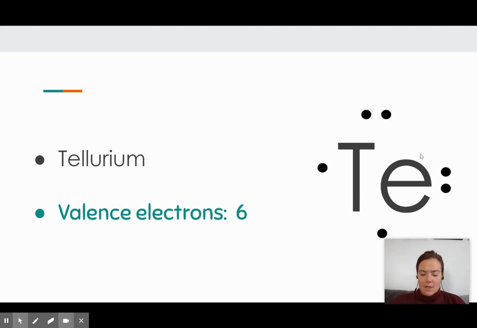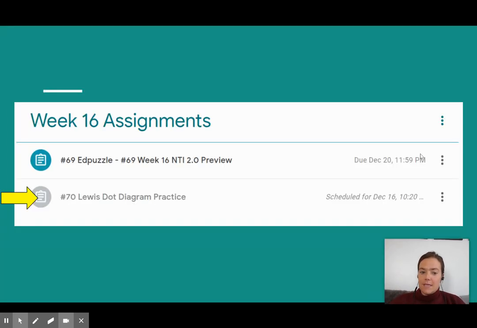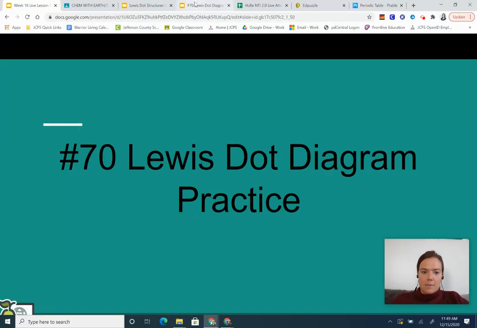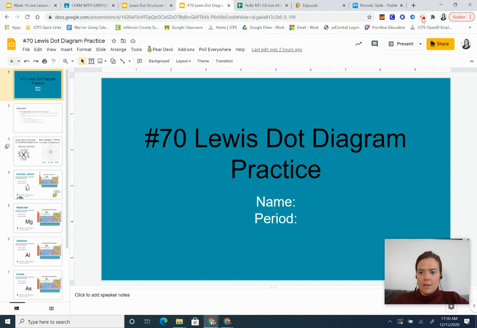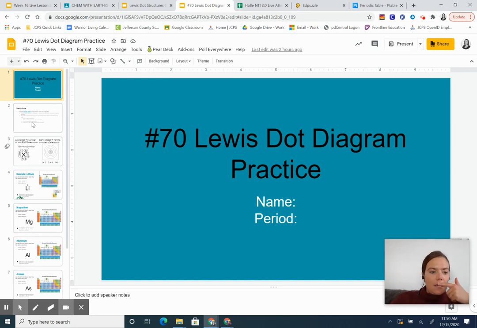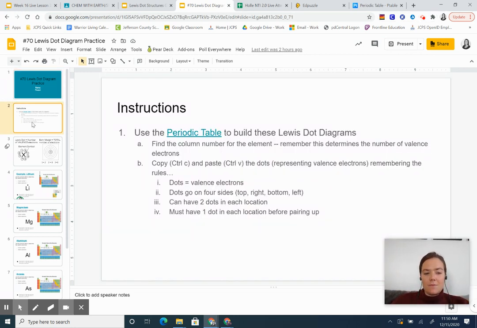Good job. All right, so the good news is that you're going to get some practice with this with assignment number 70. That's the only assignment that you have for today. So I'm going to take us to that assignment really quick to walk you through what that's going to look like. So what it will look like is you will have a document. This looks very much like the Bohr model practice that we did, but the instructions suggest having a periodic table open, finding the column number to tell you the valence electrons, and then copy and pasting, Control-C, Control-V, the dots, and then following the rules to place them.